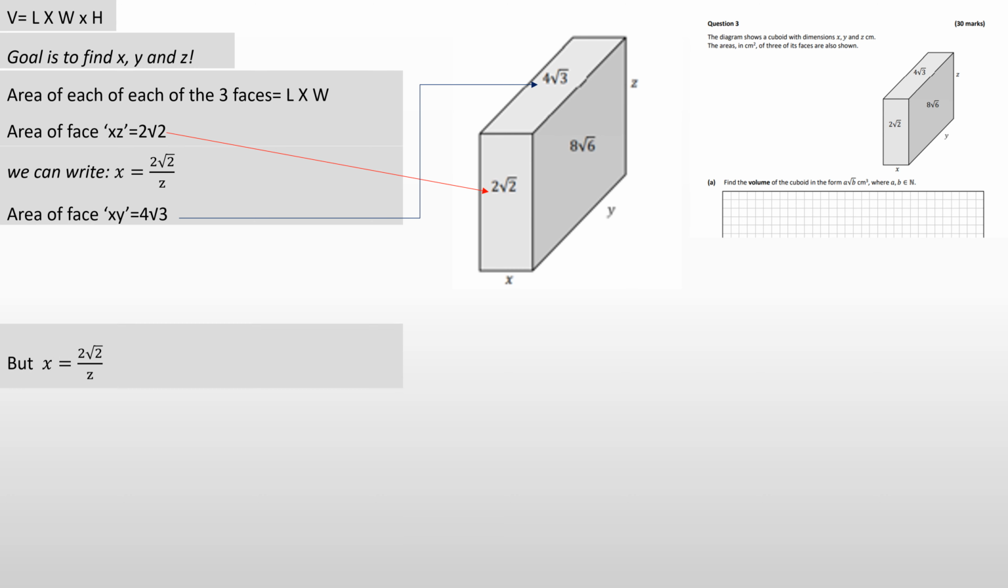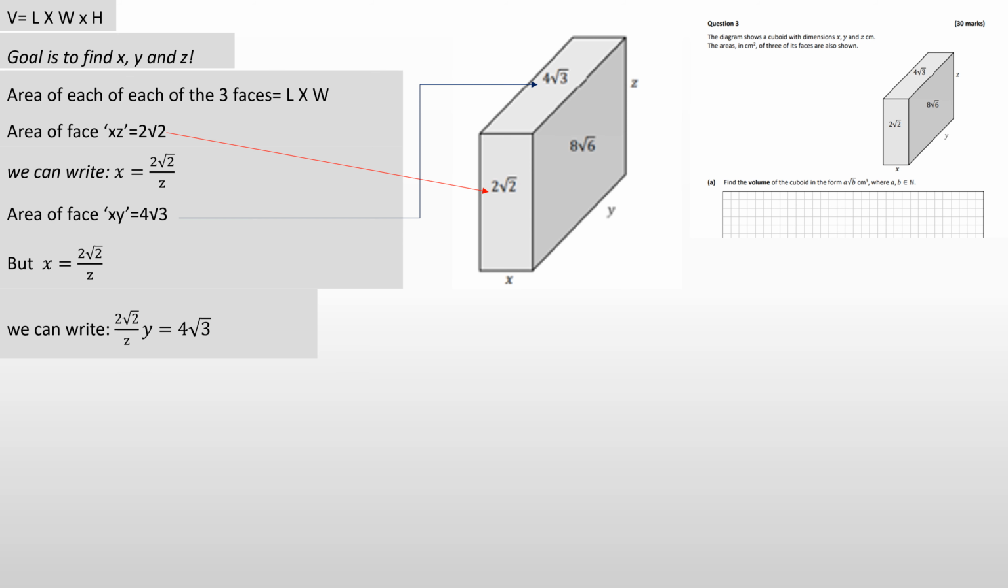Because we already know what x is in terms of z, we can eliminate the x there. Instead of saying xy equals 4 root 3, we can say 2 root 2 over z, times y, equals 4 root 3. Again, we're eliminating x from that equation. You end up with that equation, and then you can rewrite it again in terms of y. If you move everything to one side, you end up with y equal to root 6 z.